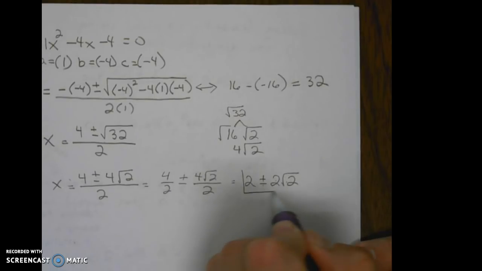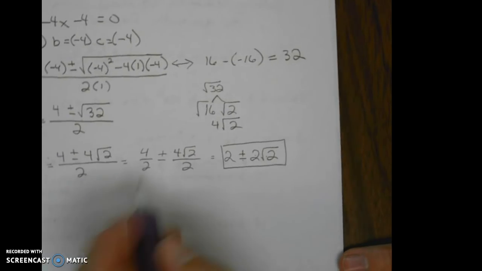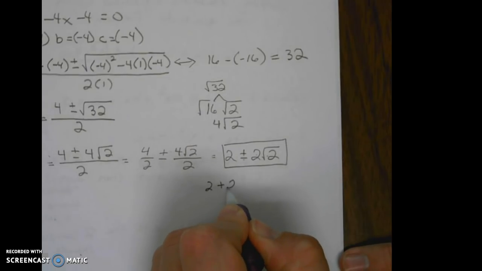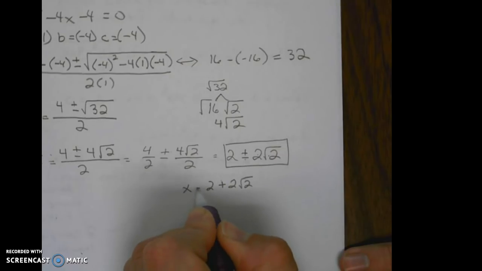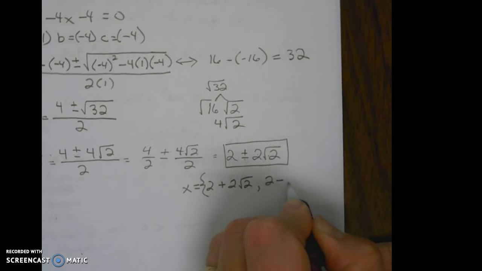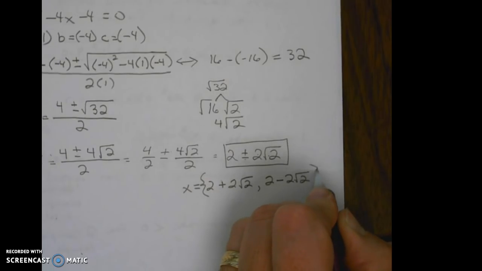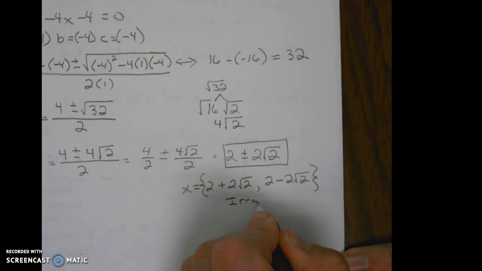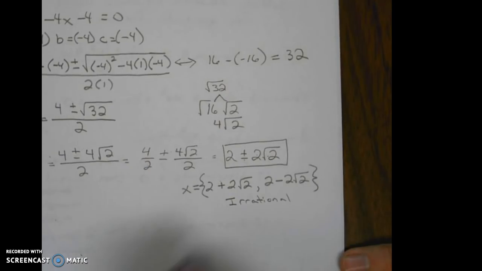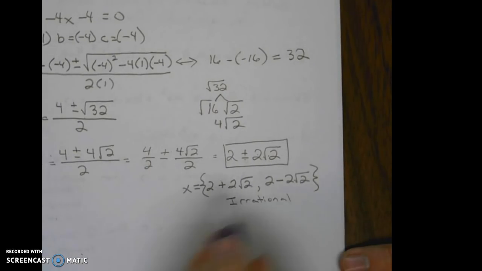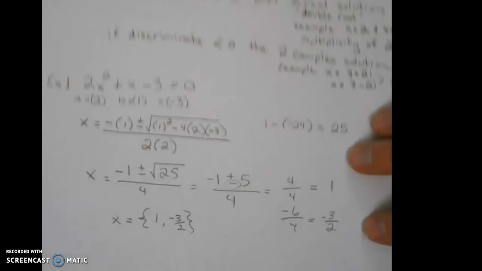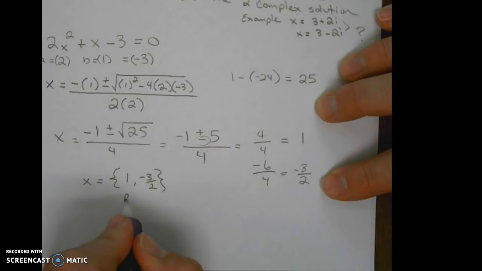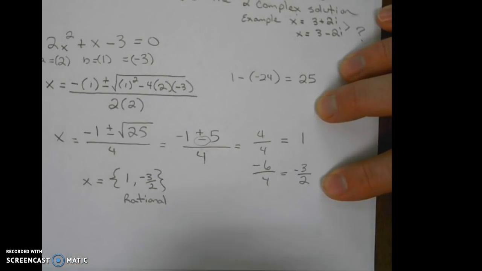Now you can leave your answer like this. If it makes you feel better, you can write them out separately. So x equals that and that. And just so you know, since we have a square root of 2 in here, this means that these answers are irrational. They're real solutions, but they're irrational because we have a radical in our answer. Back here, our answers don't have radicals. These are known as rational solutions. Rational numbers. Okay, one more example.